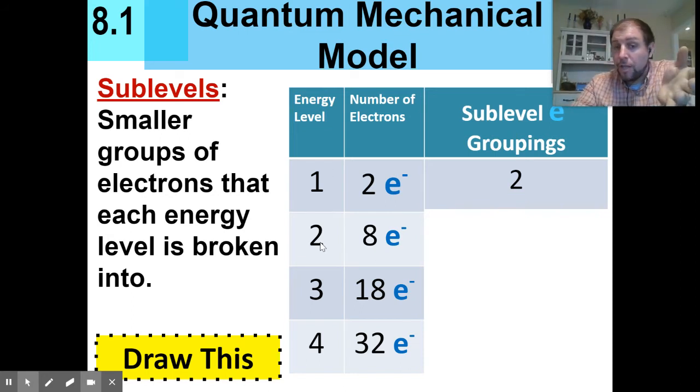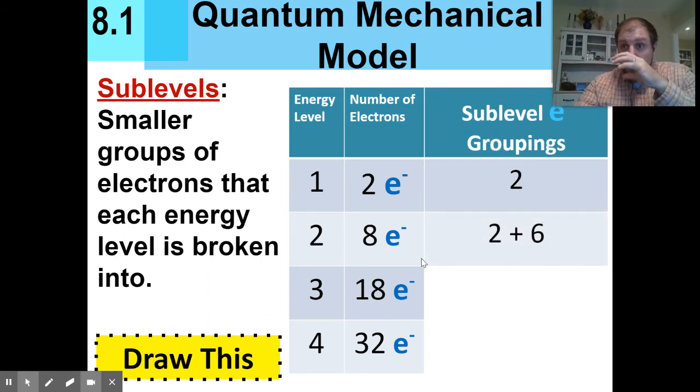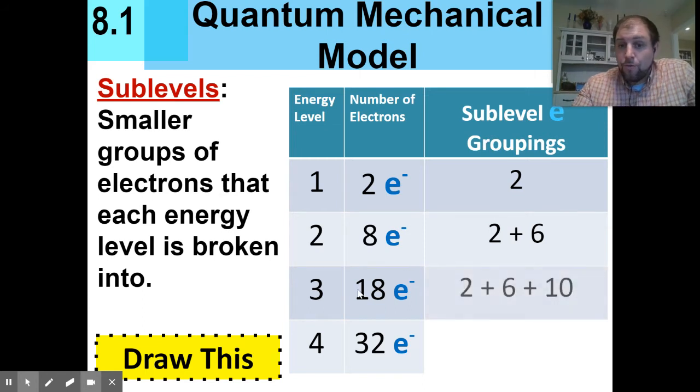The second energy level holds 8 electrons, but they are comprised of a group of 2 electrons and then another group of 6 in weirdly shaped electron clouds. Okay? Then the next energy level, which has 18 total electrons, is a group of 2 electrons, another group of 6, and another group of 10. So we see this for each energy level that we have.